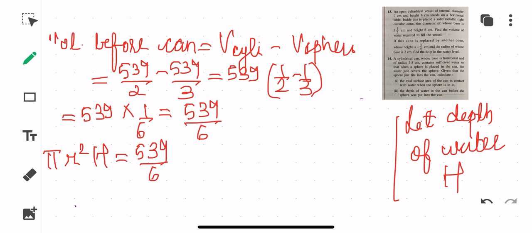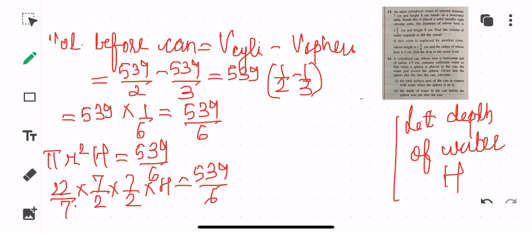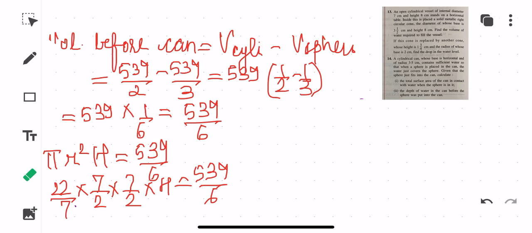Okay, so this is what you are getting. So we'll be just dividing this. So 22 upon 7 into r is how much, children? 7 upon 2 into 7 upon 2 into h is equal to 539 divided by 6. So I'll be just erasing the other things so that we get a space to solve.